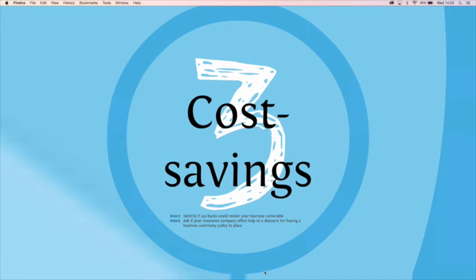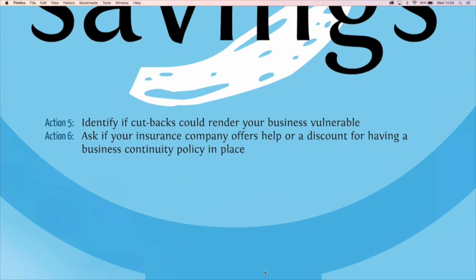So personally, I recommend the 2 actions here are, firstly, identify how cutbacks could render your business vulnerable, and secondly, ask your insurance company whether they would contribute to the cost of developing your business continuity capability. Ask them if the very fact of having a business continuity plan or policy could reduce the cost of your premiums.